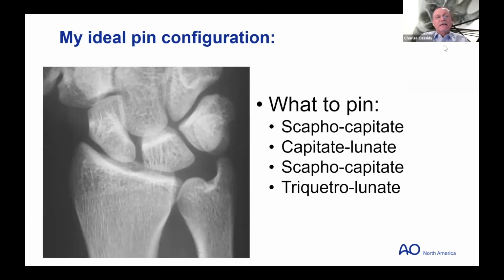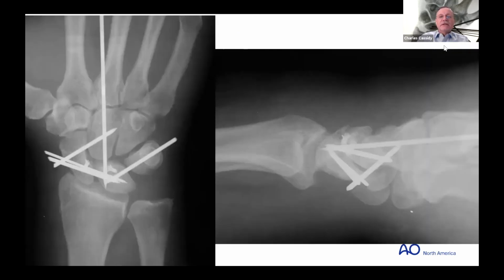So my ideal pin configuration is this: Scapholunate, that's a type of Capitolunate, Scaphocapitate, and Triquetrolunate. So this is, to me, an ideal pin configuration, as you see here. And I like the triangle. I think the triangle makes it more stable.